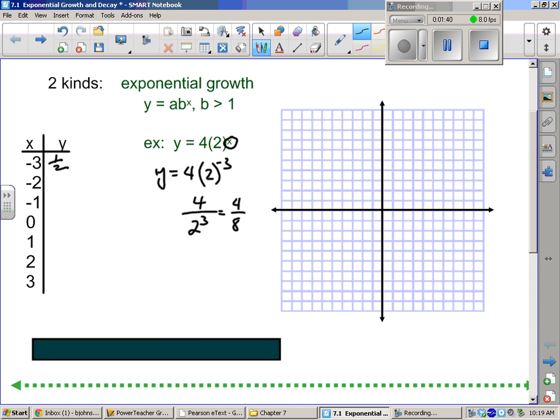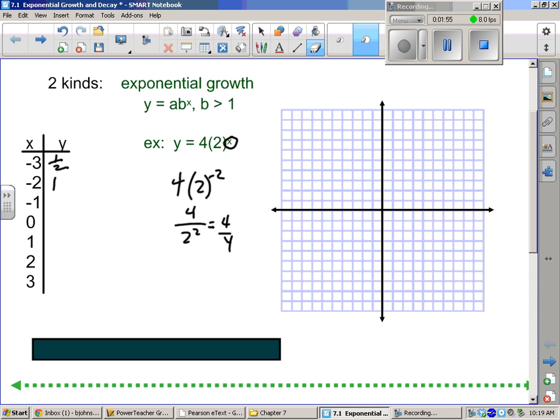Then we have to do negative 2. So 4 times 2 to the negative 2, that'd be 4 over 2 squared. So 4 over 4 is 1. Keep moving. This time 2 is going to the bottom. 4 over 2 to the positive 1, that's 4 over 2.